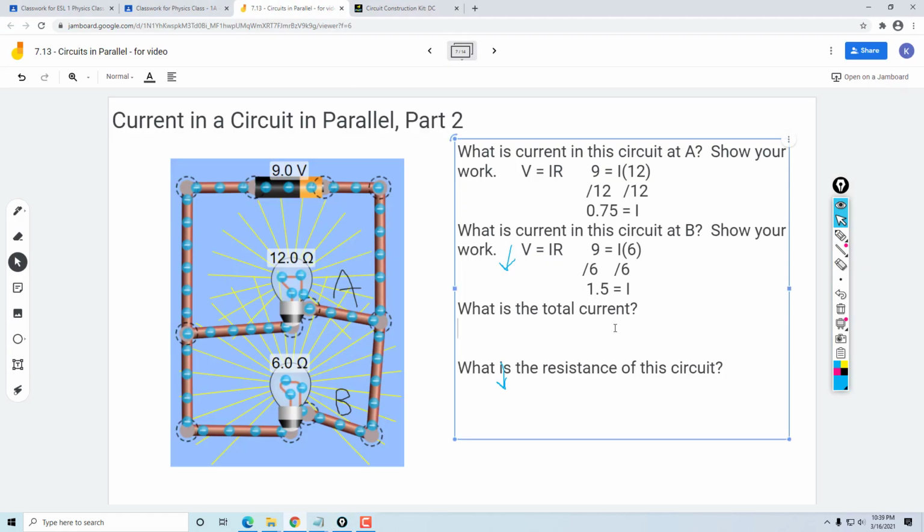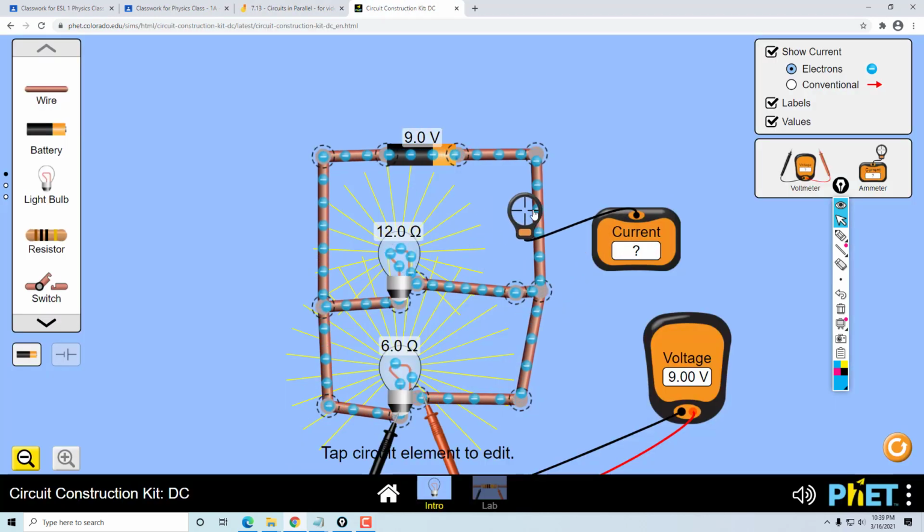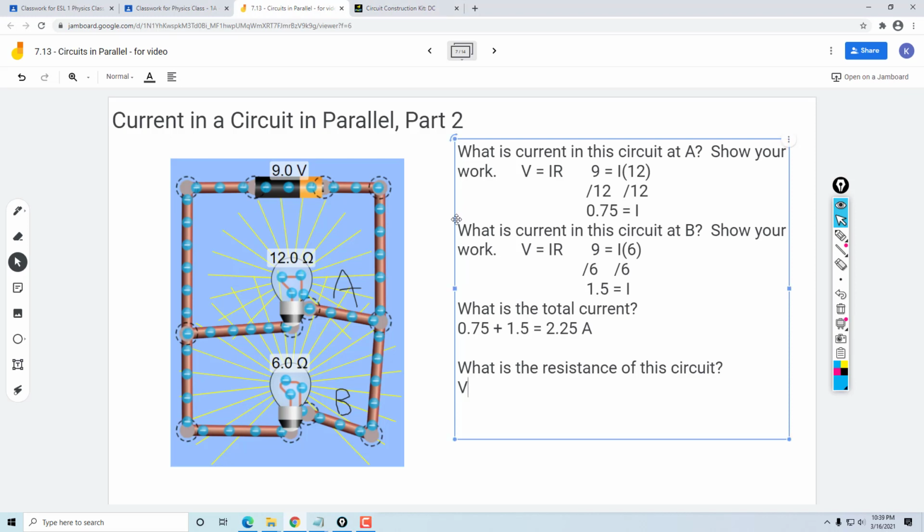Okay. So the total current is going to be 0.75 plus 1.5, which is 2.25. Let's check the total current. And of course, it is 2.25. So to find the resistance, 9 equals I times 2.25. Divide both sides by 2.25, and I get 4 equals R. So the resistance is 4 ohms this time.